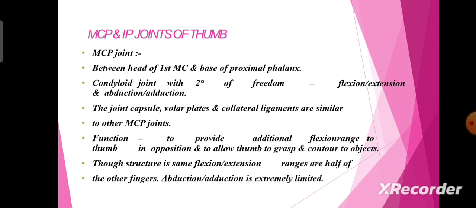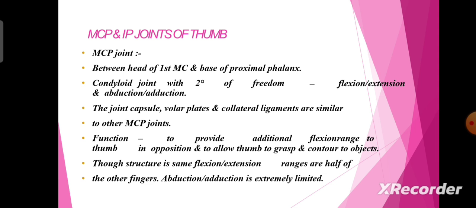So in this presentation, we'll talk about the MCP and IP joints of the thumb biomechanics. The MCP joint is between the first metacarpal and the base of the proximal phalanx. It is a condylar joint with 2 degrees of freedom, that is flexion and extension, abduction and adduction. The joint capsule, volar plate and collateral ligaments are similar to other metacarpal joints.